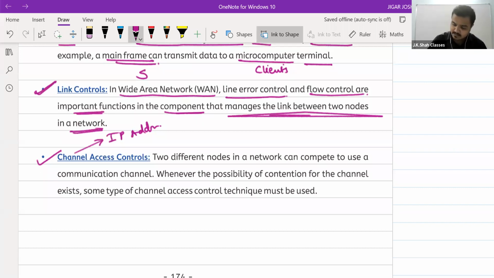Listen, please. Two different nodes, meaning two different computers in the network, can compete to use the communication channel. And whenever the possibility of contention is there, what is contention? Contention refers to fight for the common resources.